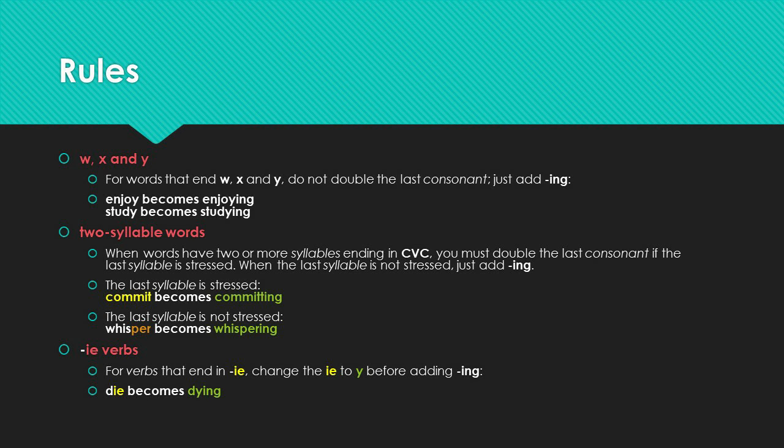So, and the last rule, it can be when we have I and E. For example, it is for verbs that end in IE, change the IE to Y before ending in ing. For example, we have here die, it becomes dying, right?